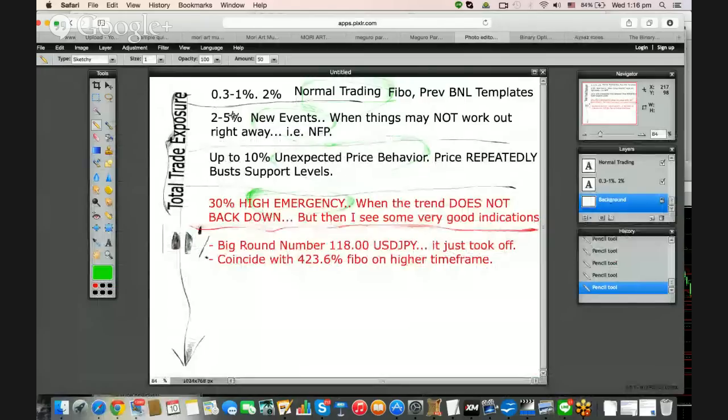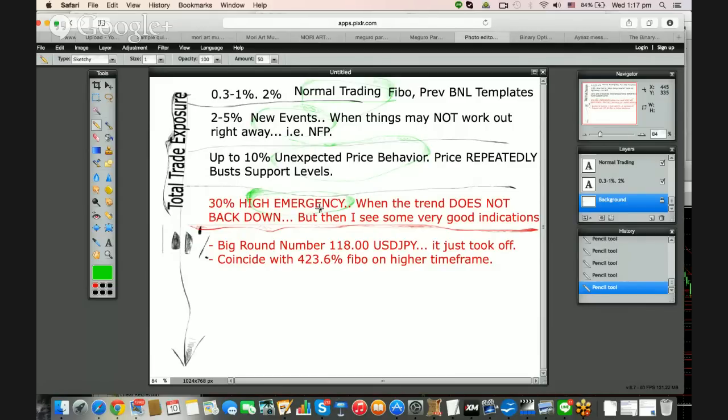Okay, so we don't use percentages unnecessarily. If it's a news event, I might start exactly at 2%, but normal trading, I start at this one, and then the next level up will be this. So unexpected price behavior came here, and then eventually this became super unexpected, and then it went into high emergency. Eventually, I went into high emergency, and the trade outcome was pretty crazy.